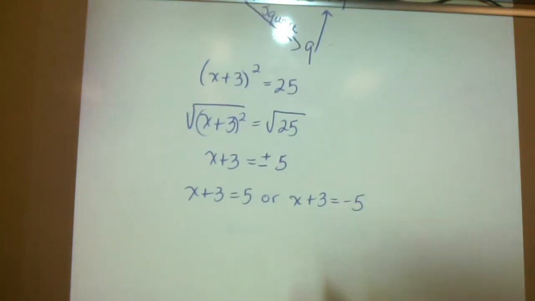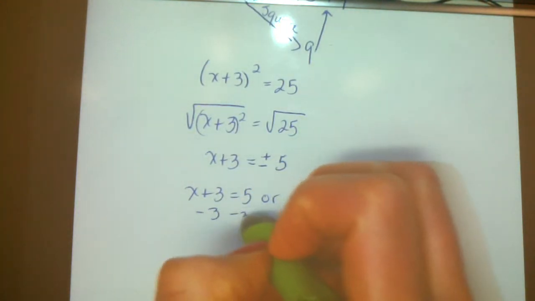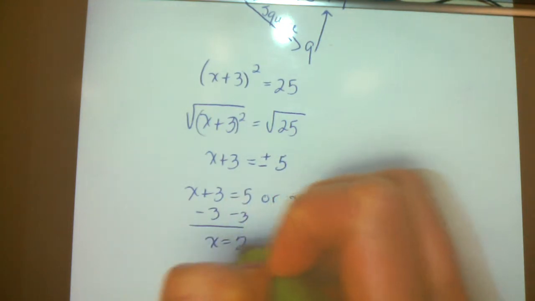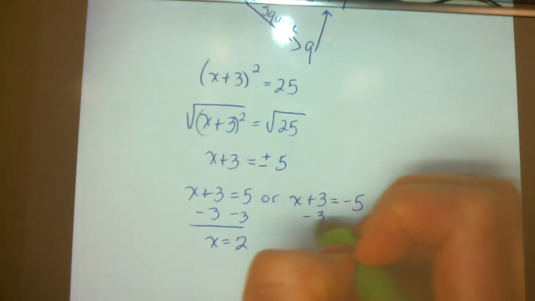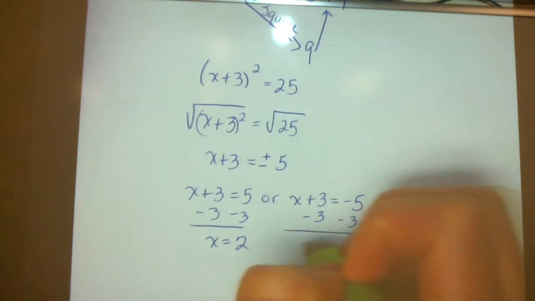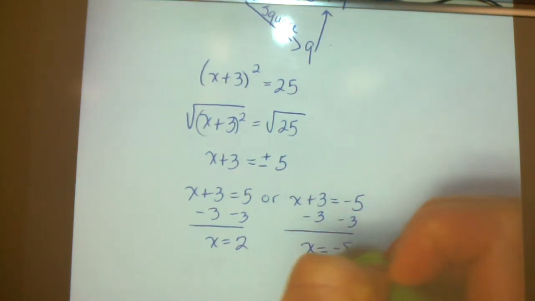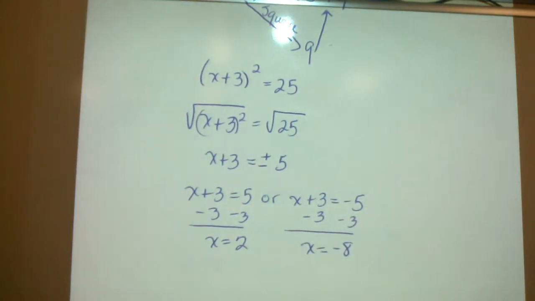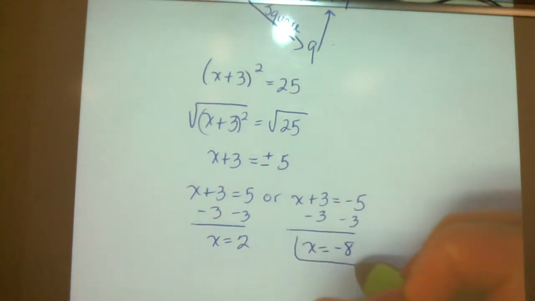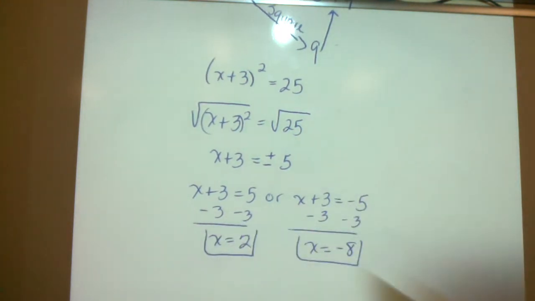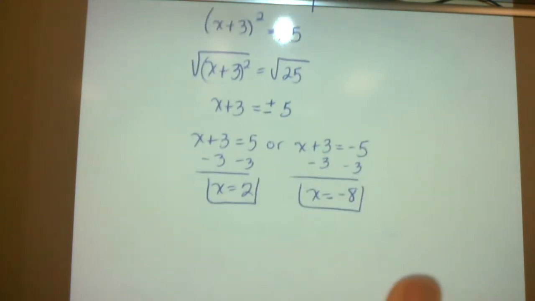And then you just solve. Subtract 3, x is equal to 2. Subtract 3, x is equal to negative 8. If I were to graph this quadratic equation, it would cross the x-axis at 2 and negative 8. Let's take a look at number 2.